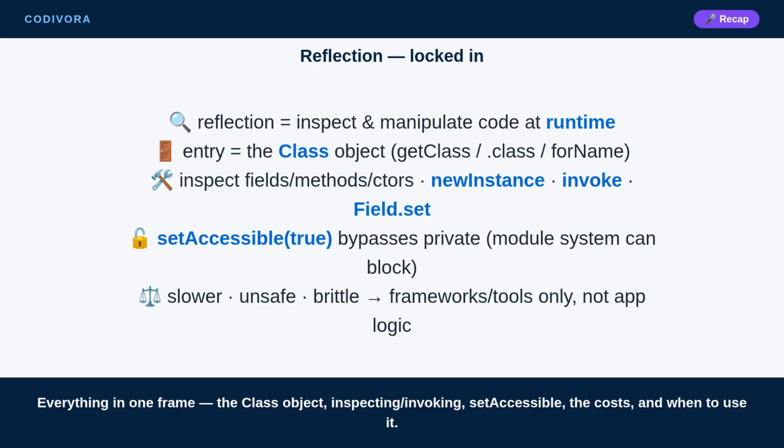Now the recap. Let's lock it in. Reflection inspects and manipulates code at runtime, and the entry point is the Class object from an instance, the type, or a name string. You can list fields, methods, and constructors, create instances with newInstance, call methods with invoke, and set fields directly. setAccessible(true) bypasses private, though the module system can block it. But reflection is slower, unsafe, and brittle, so it's for frameworks and tools, not everyday application logic. That's reflection completely, and it's why Spring feels like magic.